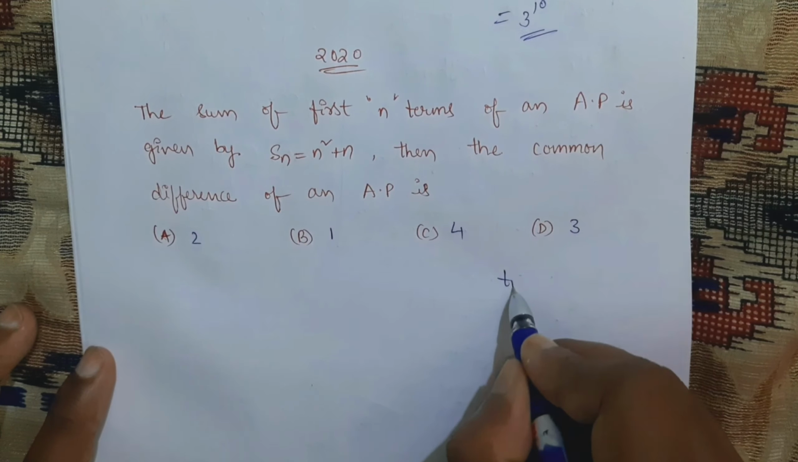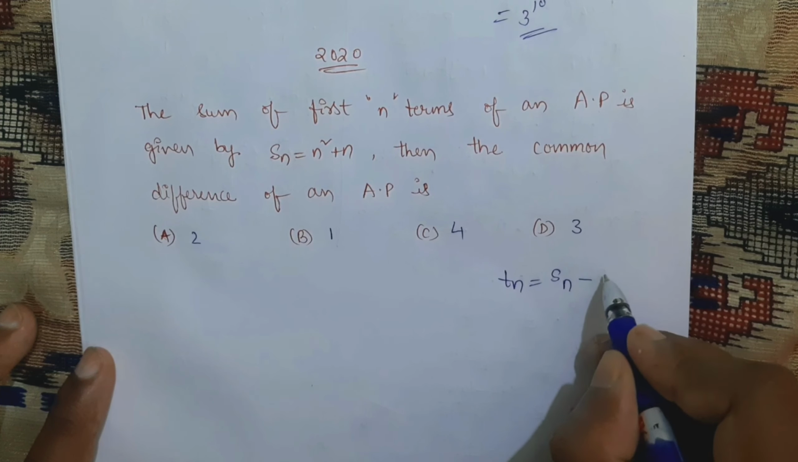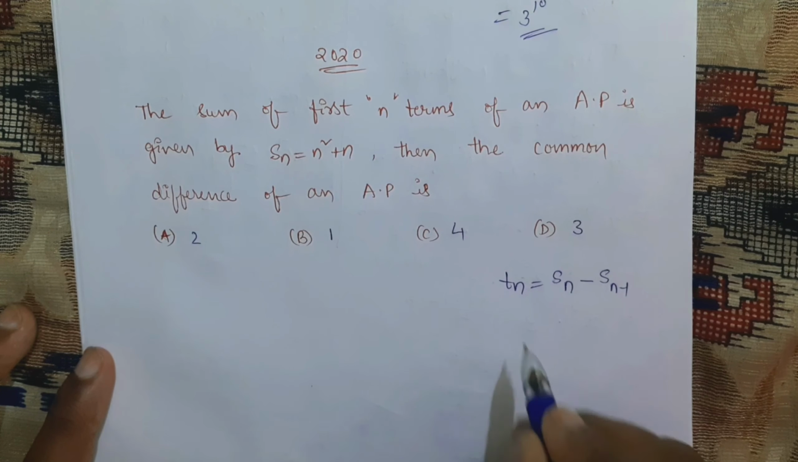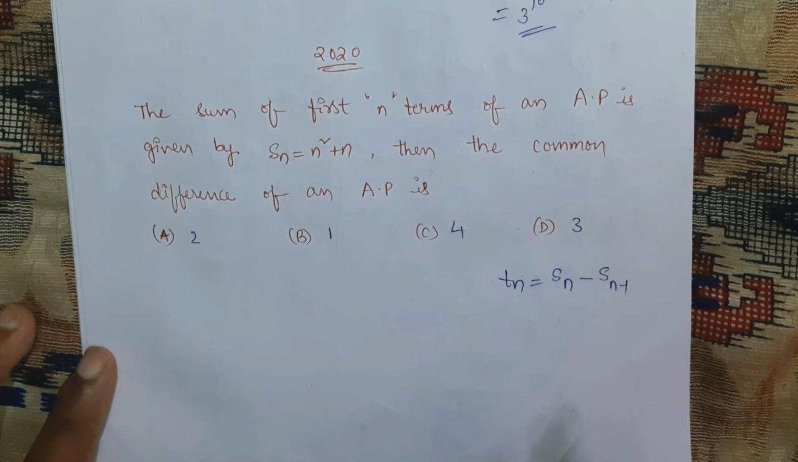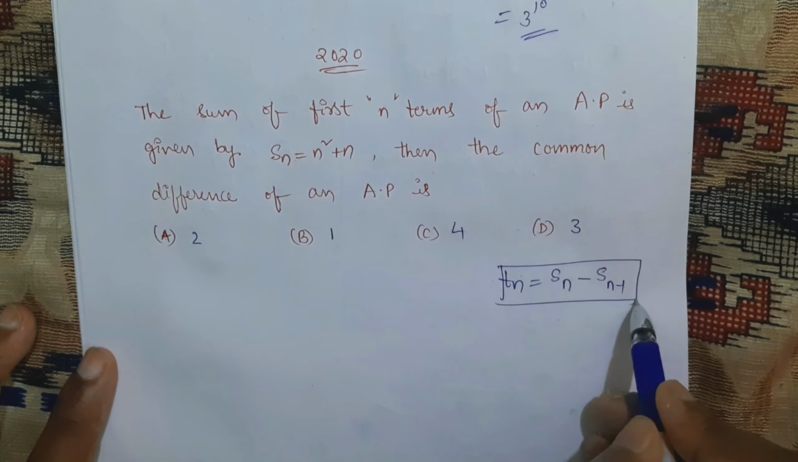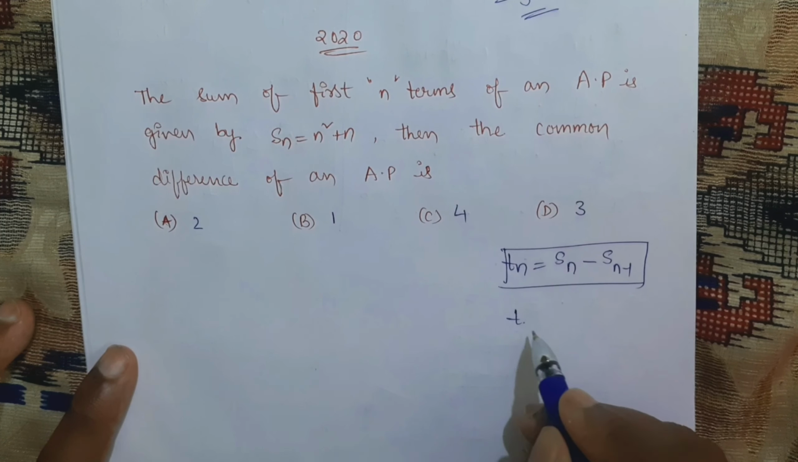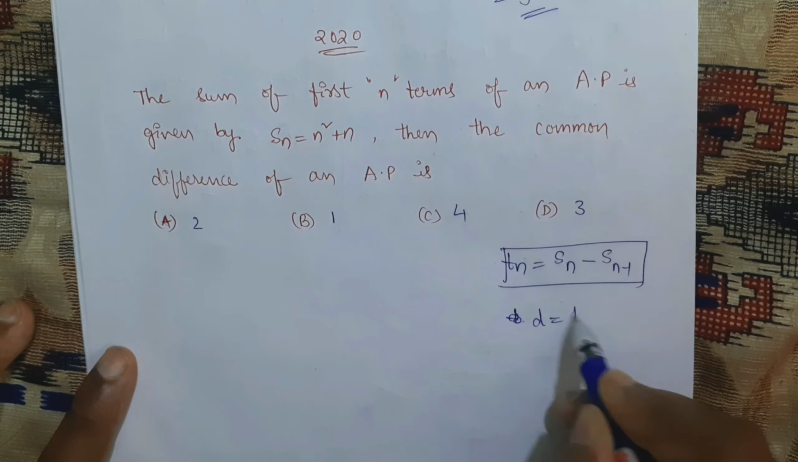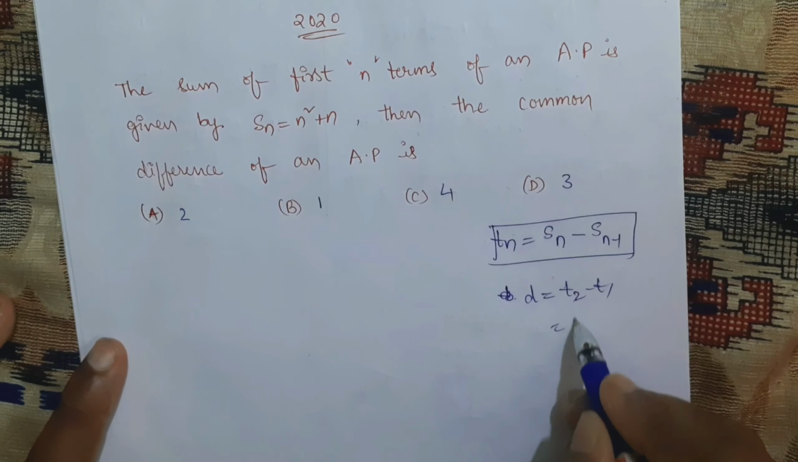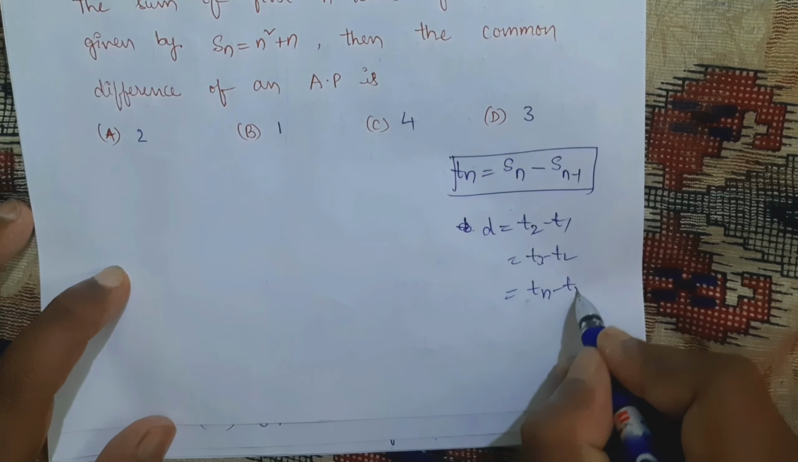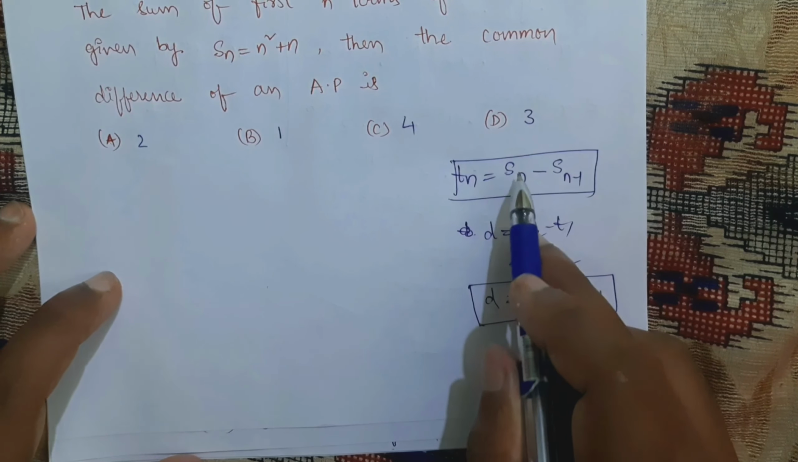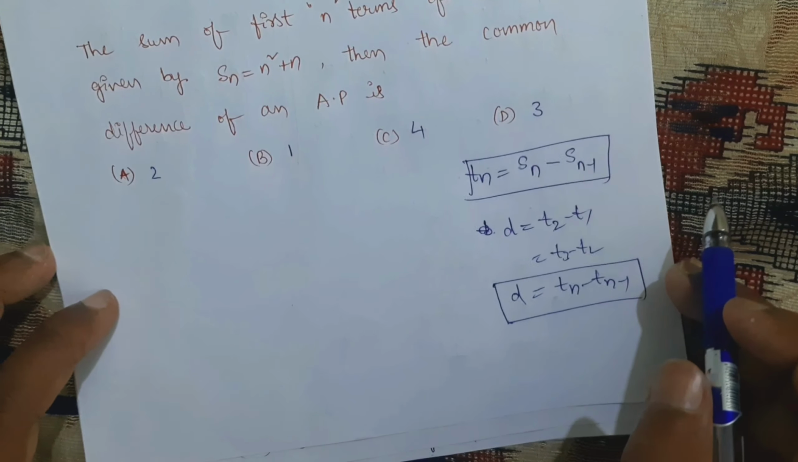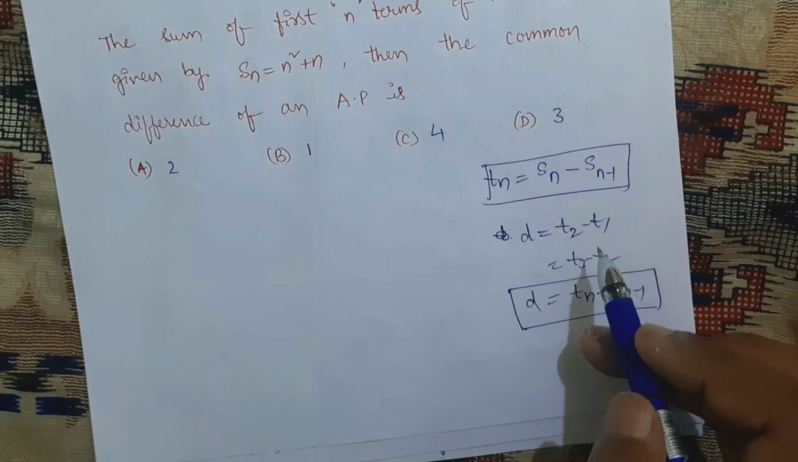We know that Tn is equal to Sn minus Sn minus 1, right or not? The last term is nothing but sum of all n terms minus sum of all n minus 1 terms. So this is one thing you need to remember, nothing but d is equal to what? T2 minus T1 or T3 minus T2. Similarly, Tn minus Tn minus 1, which we will consider as common difference. And then Tn means what? Sn minus Sn minus 1. By using this, we will find.